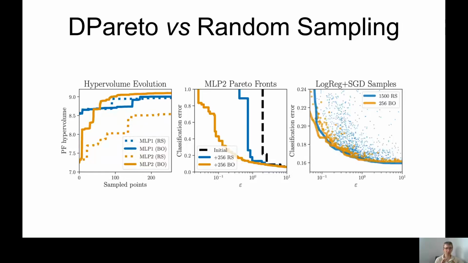Here in the middle plot, both approaches were given a budget of 256 evaluations. Now on the rightmost plot, we gave random sampling a much bigger budget, 1,500 evaluations, and the budget for d-Pareto remains the same. And you can see the 2 frontiers here look pretty much the same.